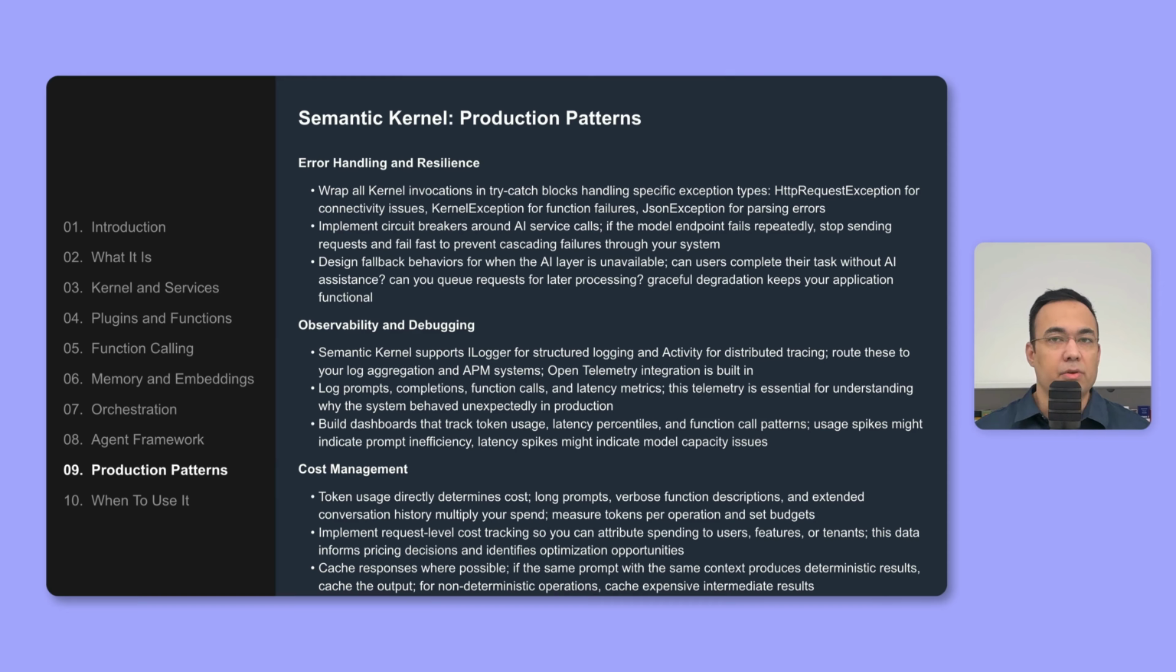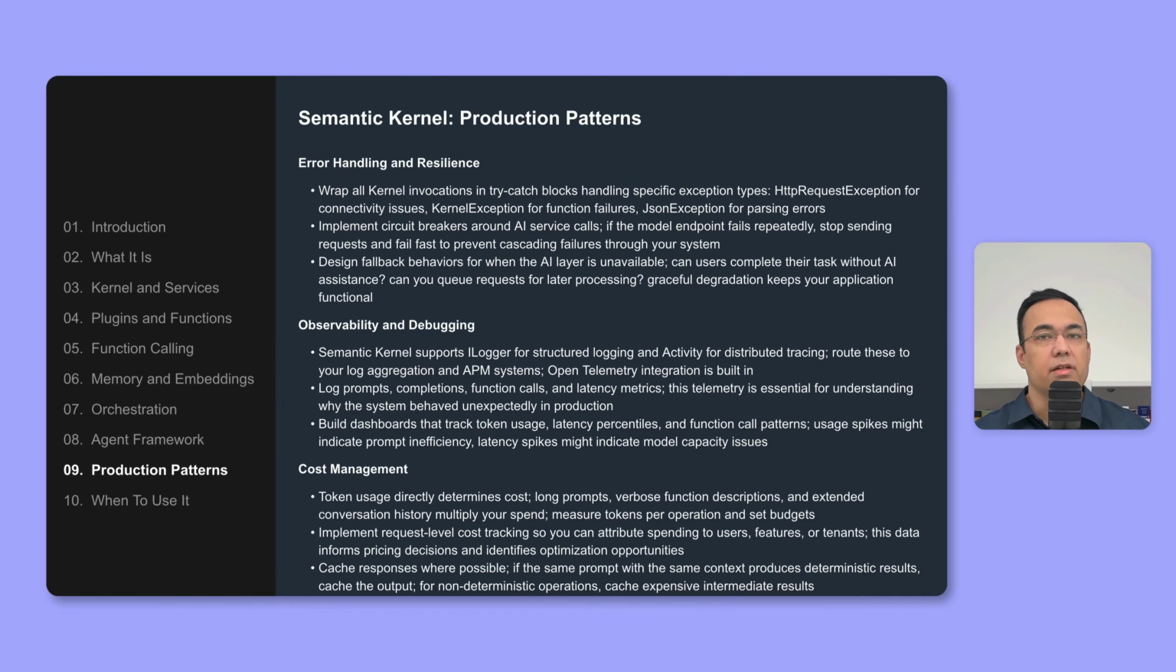This will prevent timeout accumulation from cascading through your system and overburdening the already existing external service. Without circuit breakers, a slow or failing AI service can take down your entire application as threads will pile up waiting for responses. You should design fallback behaviors for when the AI layer is unavailable.